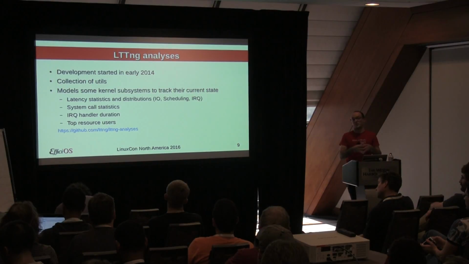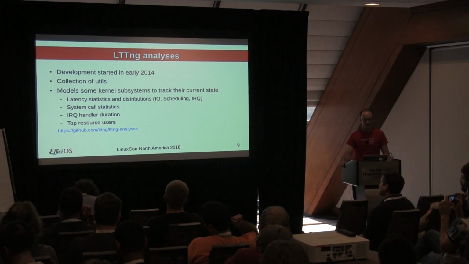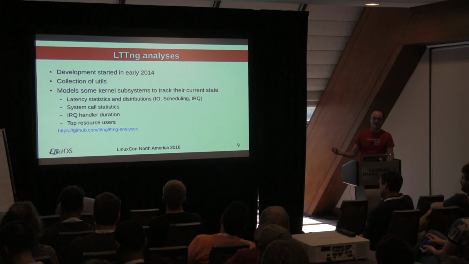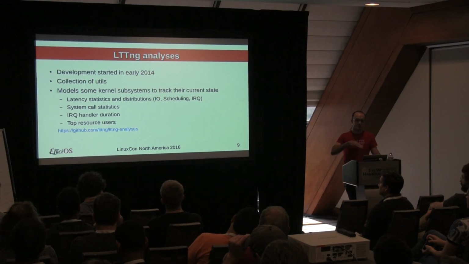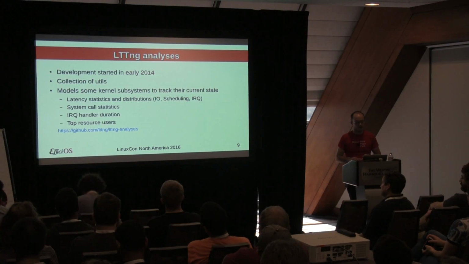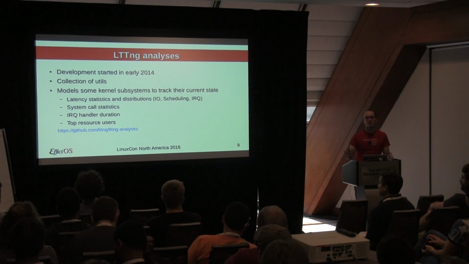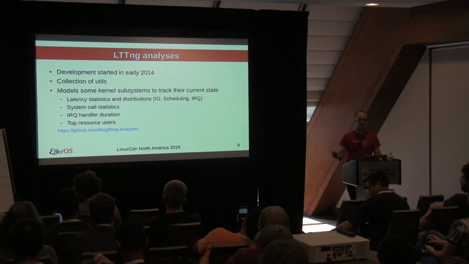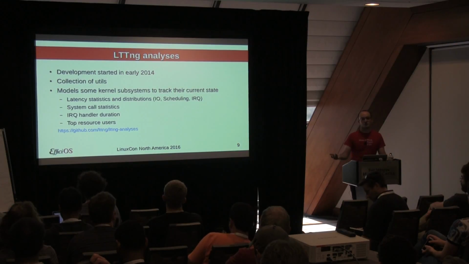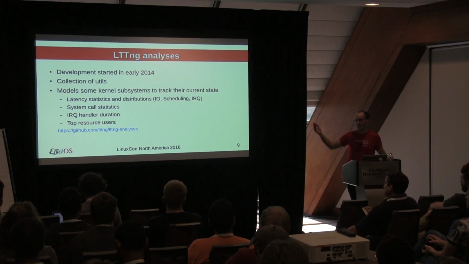And this is the piece of infrastructure that we at EfficiOS know, because we don't know your user space stack. So we developed a collection of utilities that allow you to model some kernel subsystems and allow you to track their state. And you can see statistics about latency of IRQ, IO scheduling. I'm not going to touch too much on IRQ today because this is less relevant for DevOps. Also, syscall latencies and top resource users, whether that be CPU or IO. Those scripts are all open source. You can find them on GitHub.